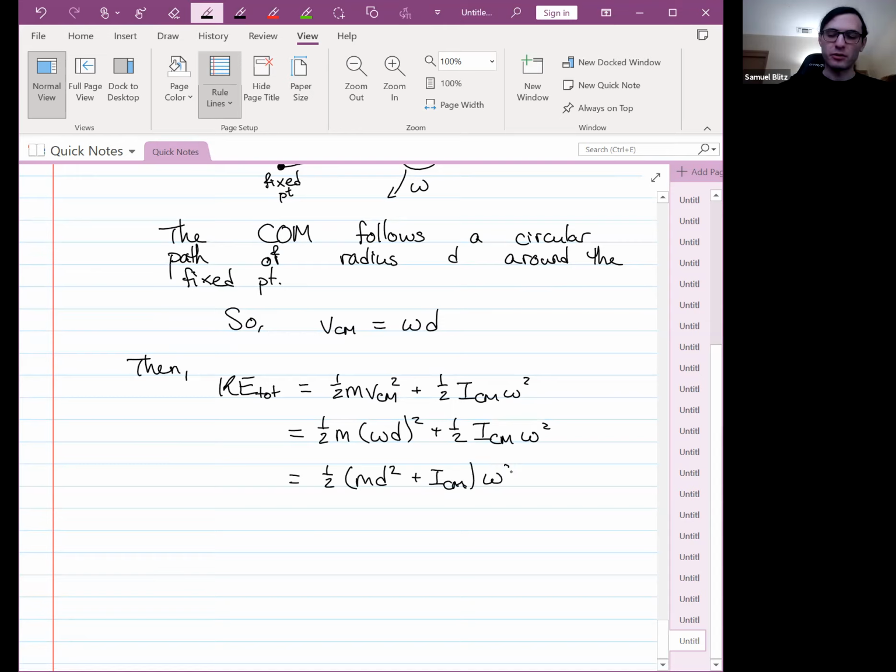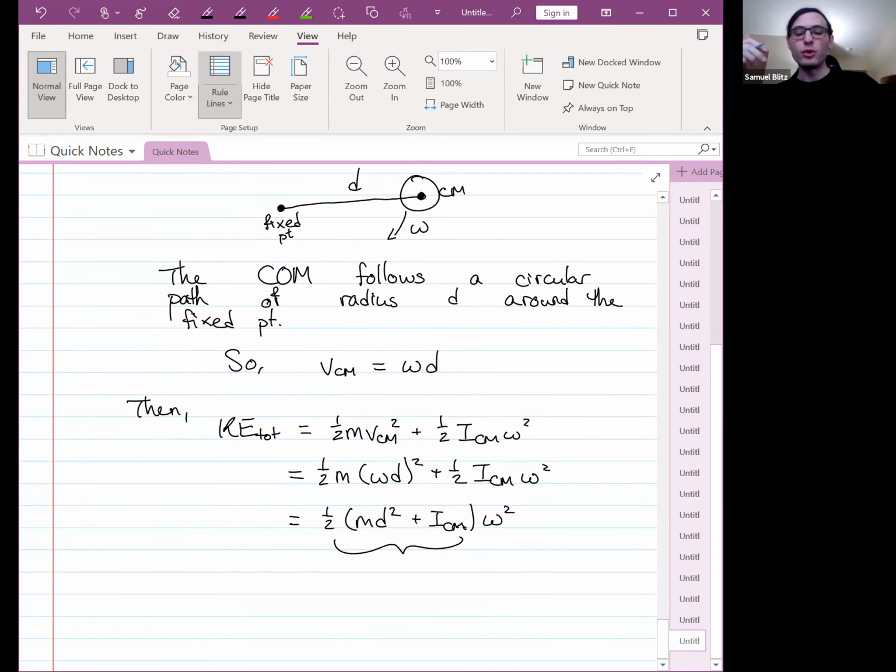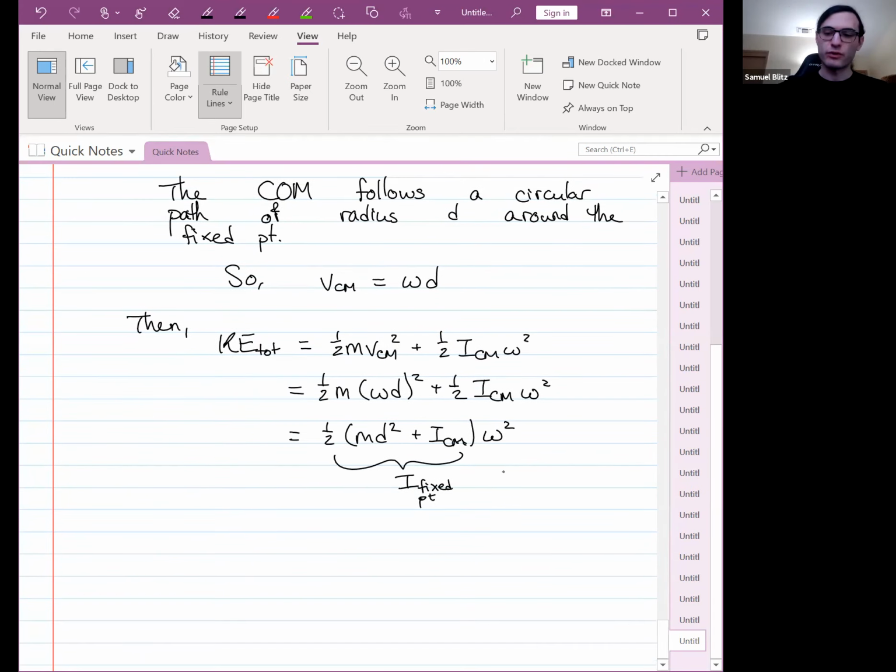times omega squared. And this term here comes from the parallel axis theorem. Remember, the parallel axis theorem says the moment of inertia about the new axis of rotation, i.e. rotating about this point here, is the center of mass moment of inertia plus the mass times the distance squared. So this is the moment of inertia about that fixed point. This is from the parallel axis theorem, PAT. So this just gives 1/2 the moment of inertia about the fixed point times omega squared.